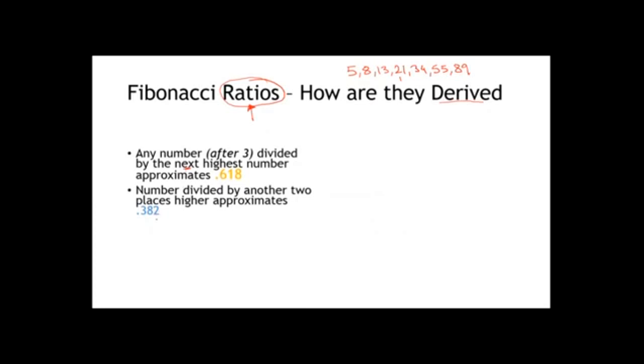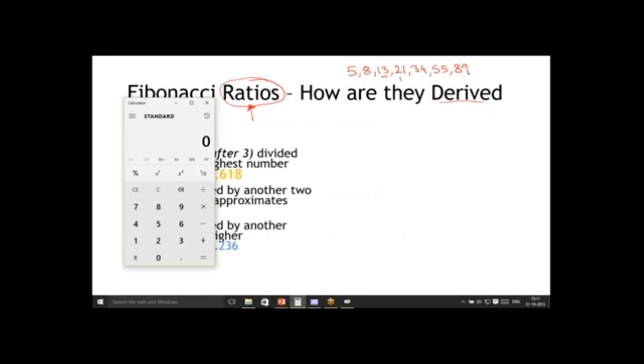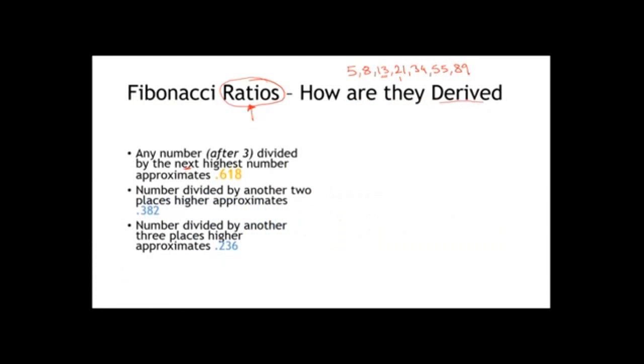Okay, I'm getting some gains. Now what if I skip two places? If I skip two places, I get 0.236. Let's check this out. Let's say we take 13. We don't divide by 21, we don't divide by 34, but we divide by 55. So 13 divided by 55, I get 0.23. Let's say 21 divided by 89, I get 0.23. So now you know how the sequence is getting ready.